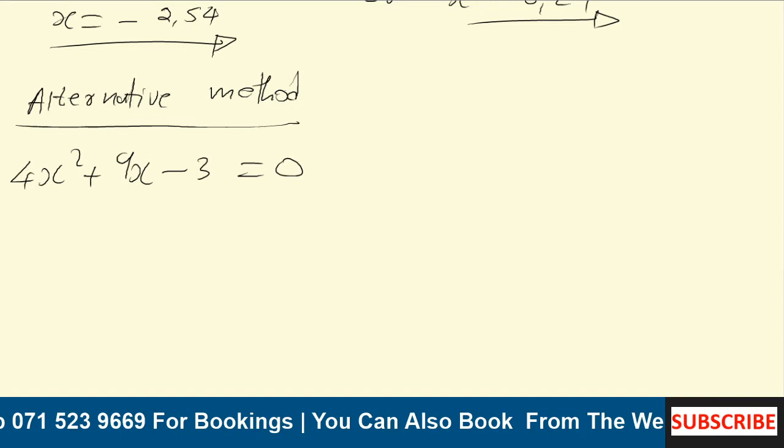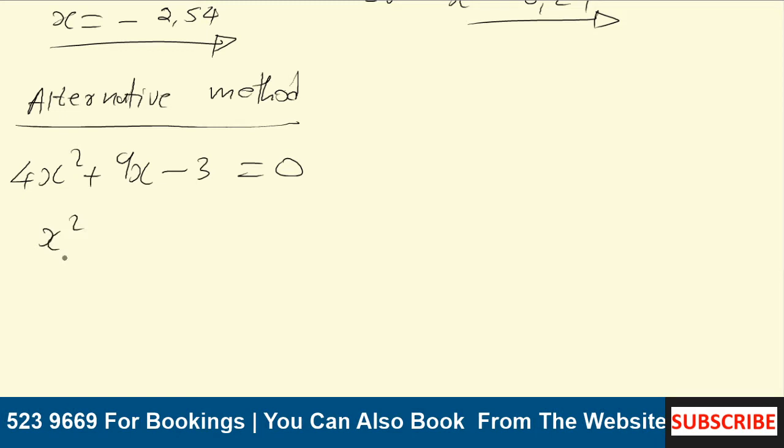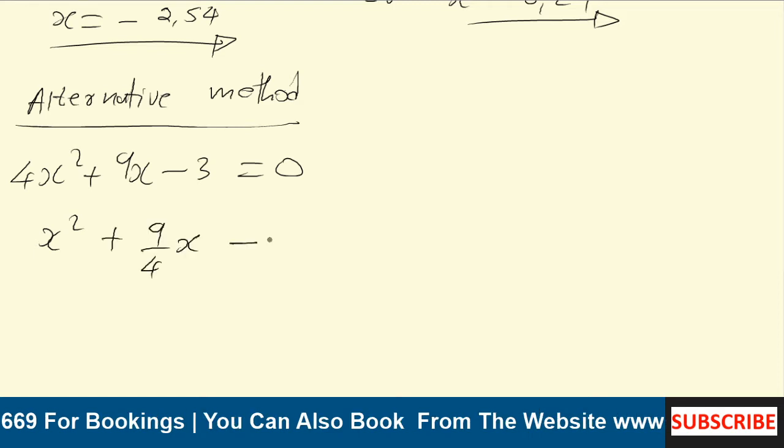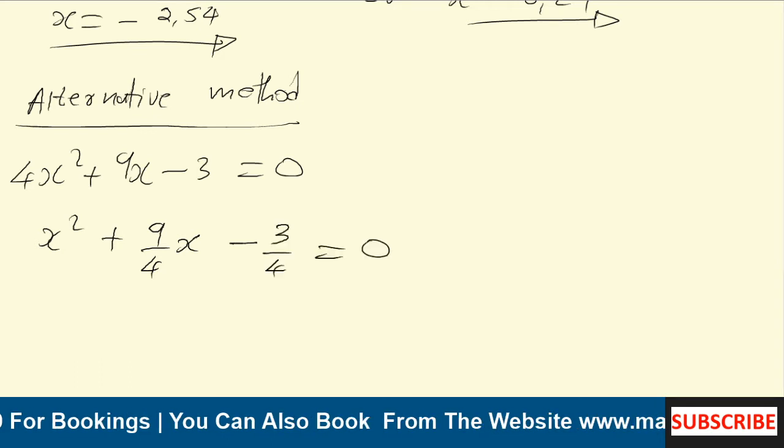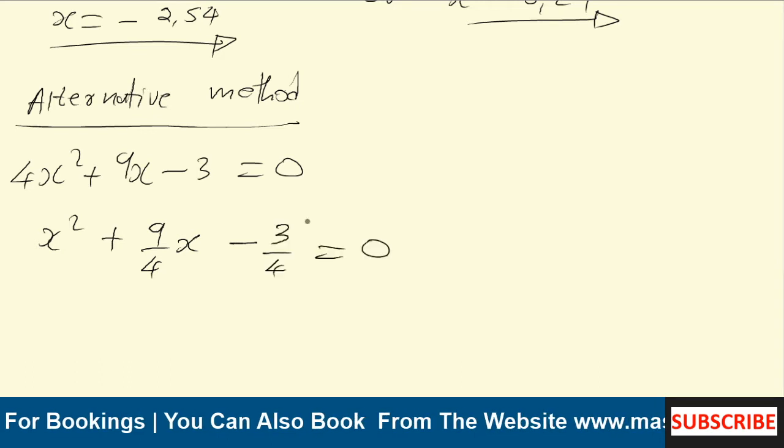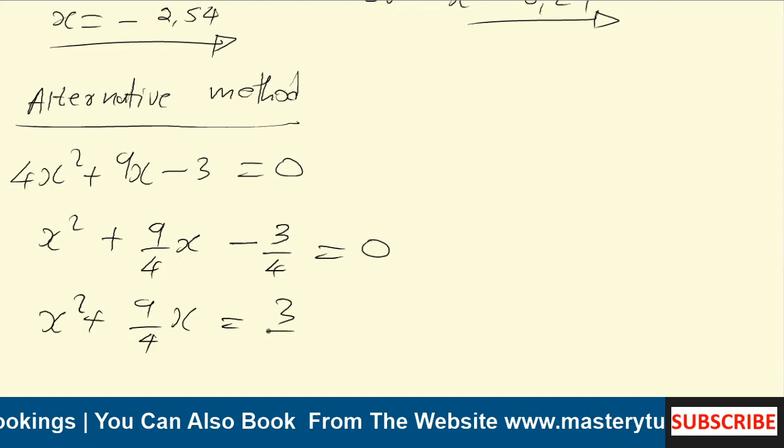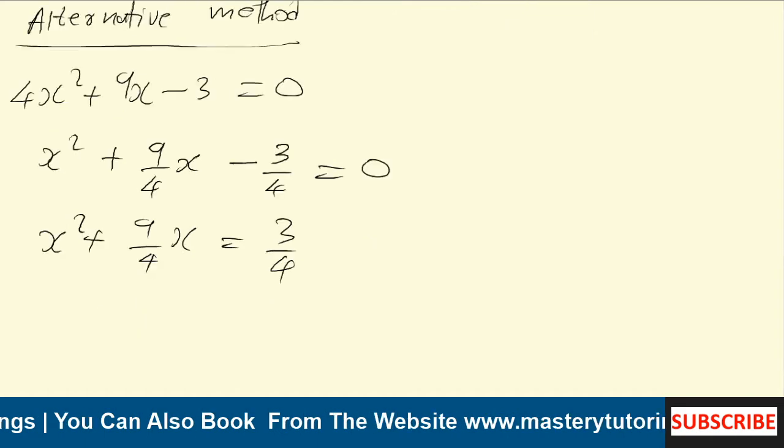The coefficient of x squared needs to be positive 1, so we divide the whole equation by 4. Here we're going to be left with x squared plus 9 over 4 x minus 3 over 4, which is equal to 0. Now we're going to take this, negative 3 over 4, to the other side. When we do that, we are left with x squared plus 9 over 4 x is equal to 3 over 4.